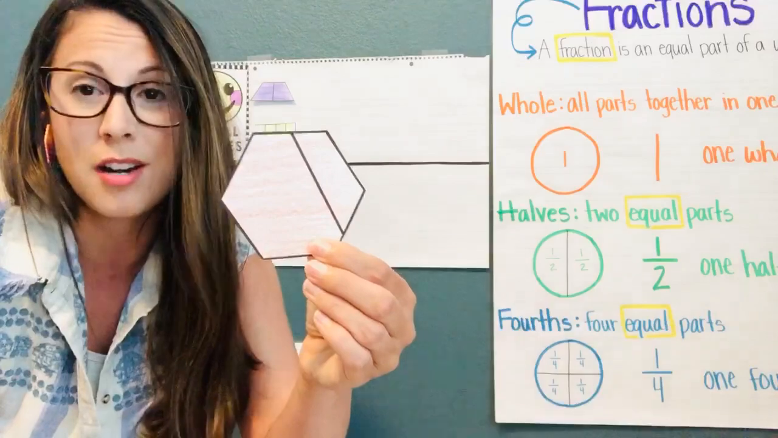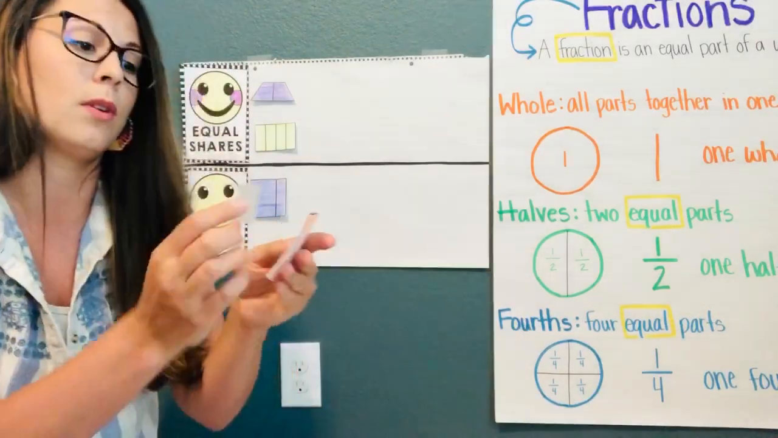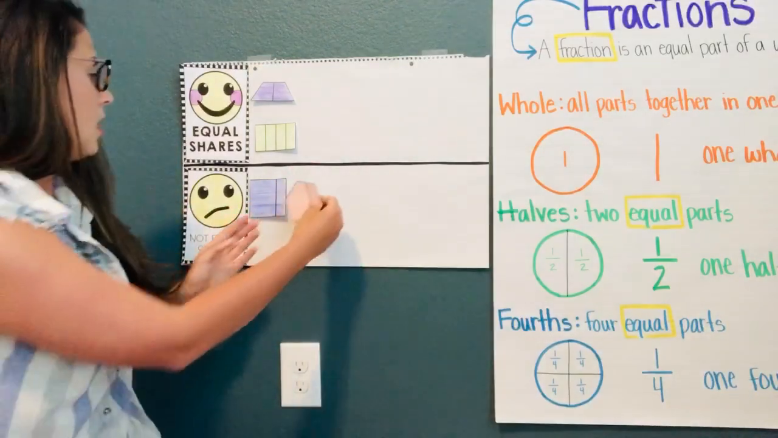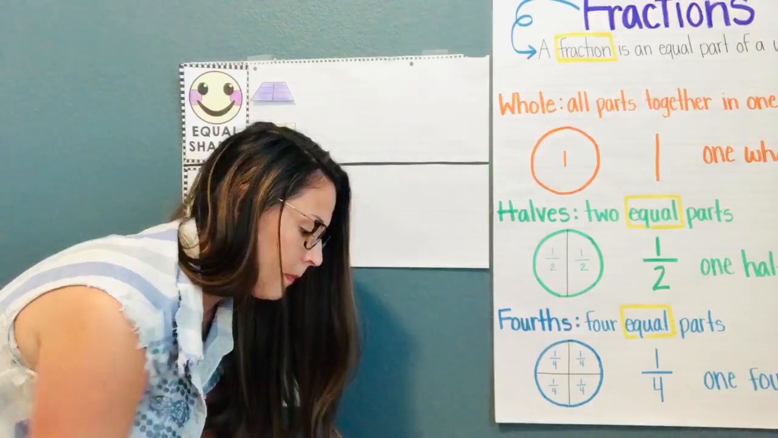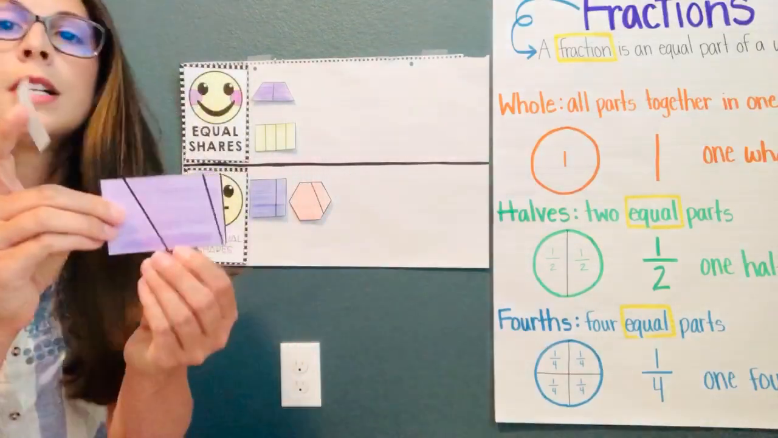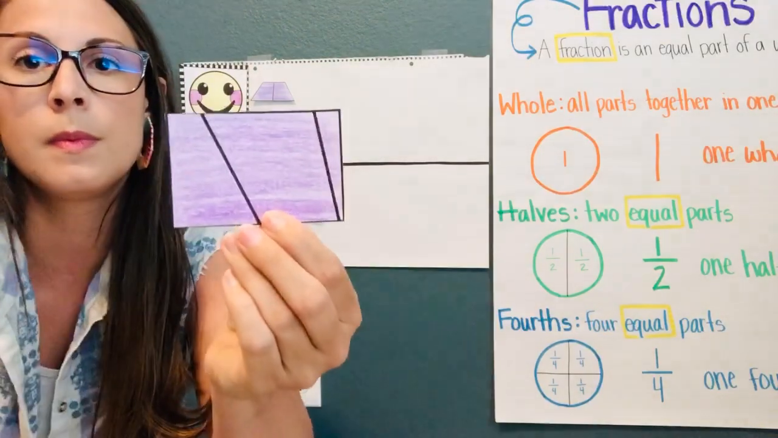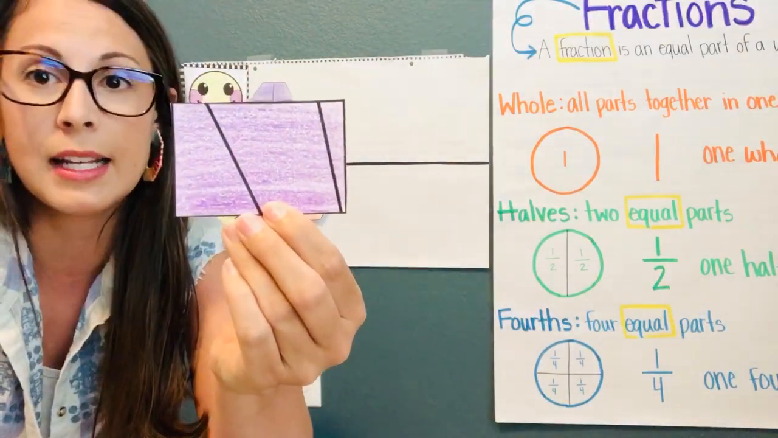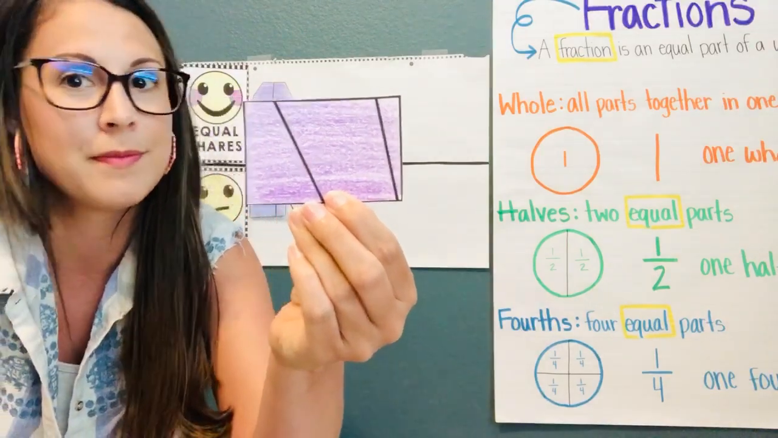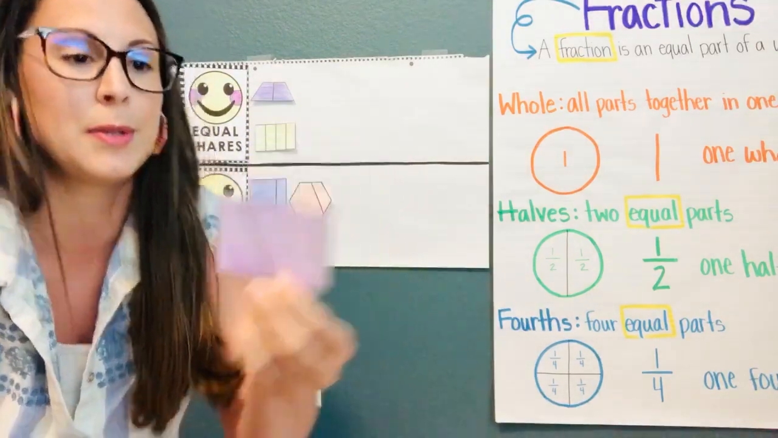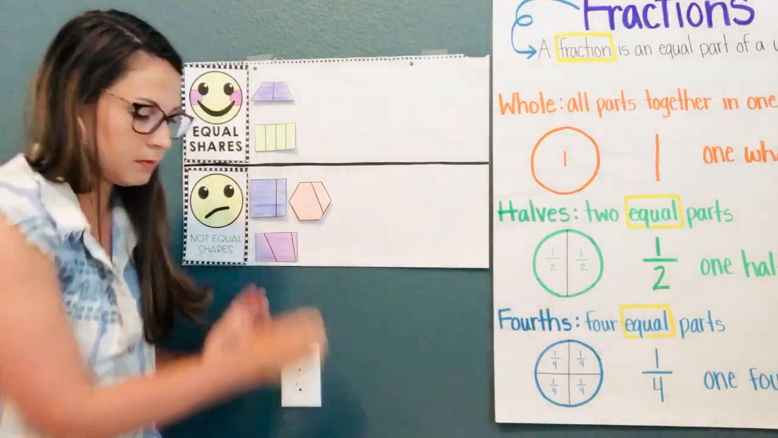But are they equal shares? They are not fair. They are not equal. So we are going to put it under unequal shares. Let's look at this rectangle. It's divided and it's partitioned, but are they equal? I don't think so. Unequal.